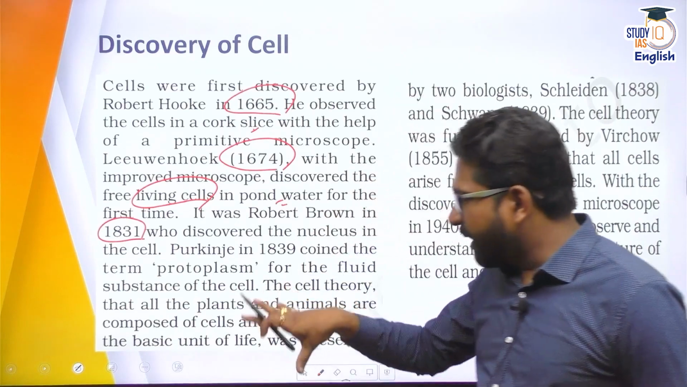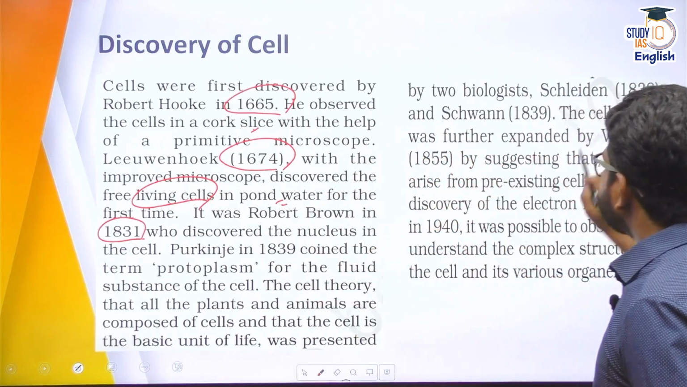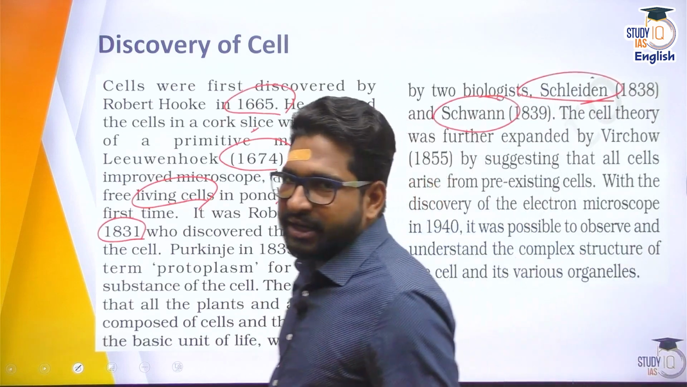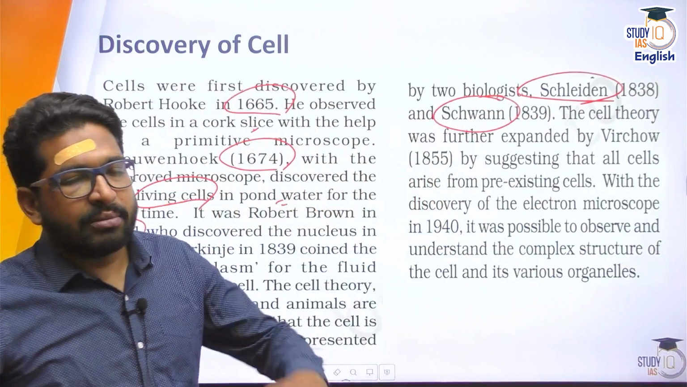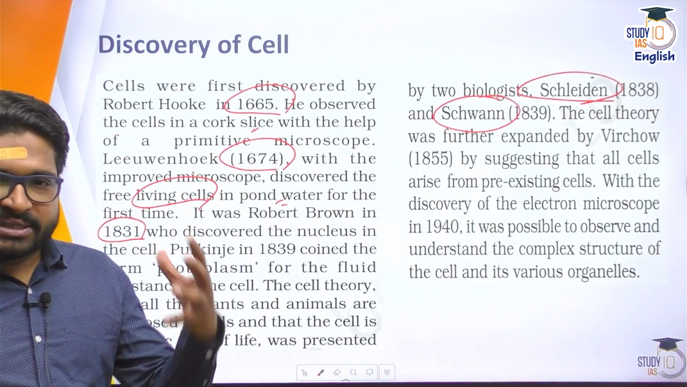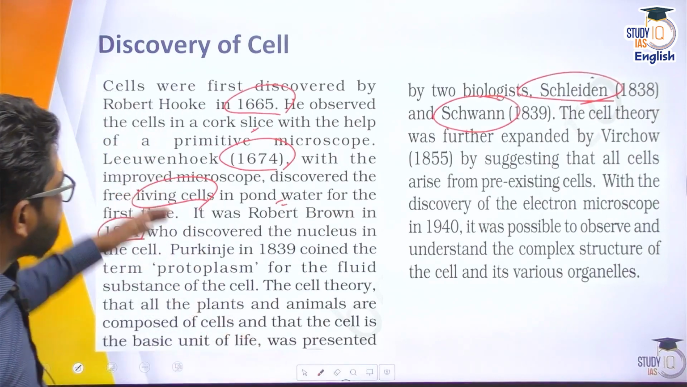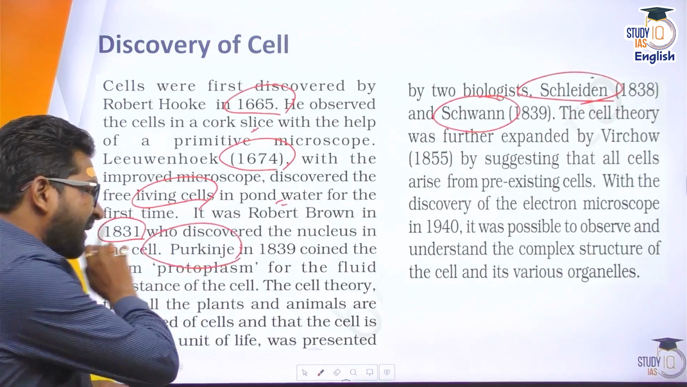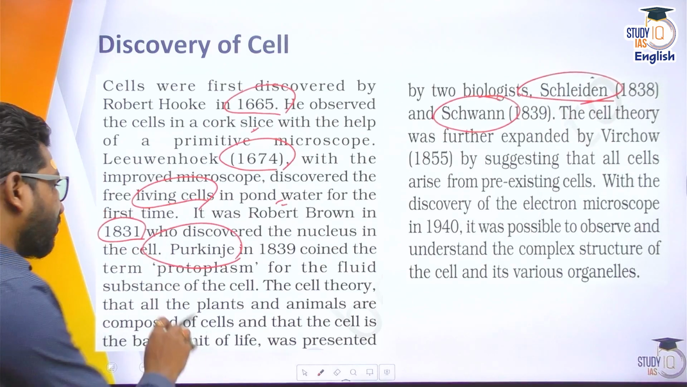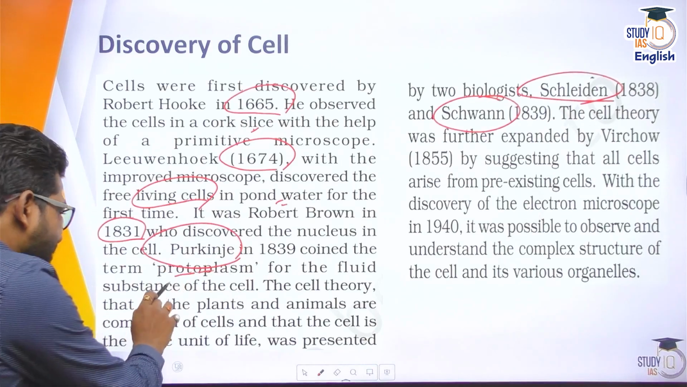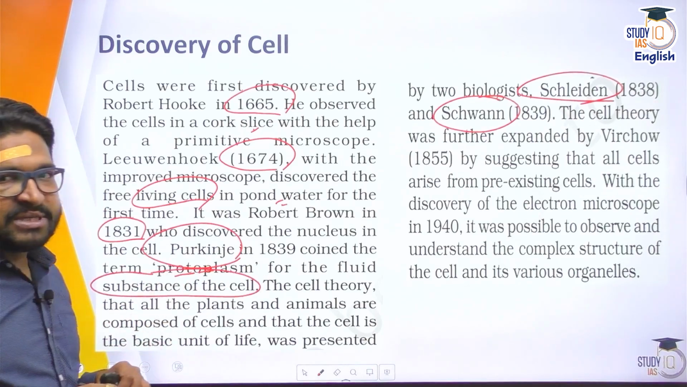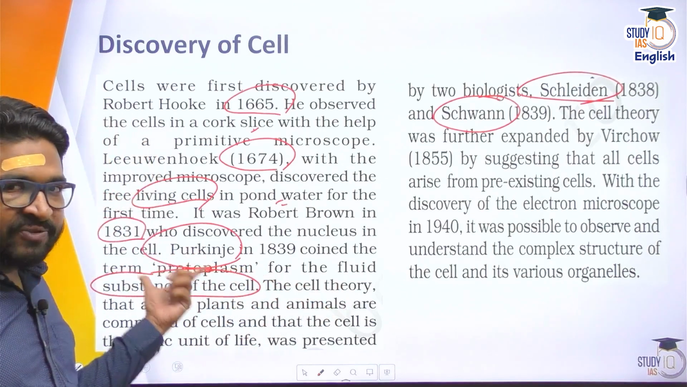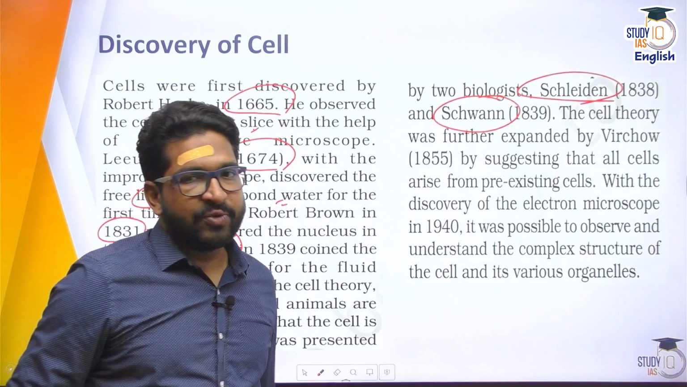The entire cell biology, or the concept of the cell, was ultimately given by Schleiden and Schwann in the 1830s. So many different scientists have worked on this: Robert Hooke, Leeuwenhoek, and there is also Purkinje. Purkinje, in 1839, coined the term protoplasm, for the fluid substance of the cell, that means cytoplasm plus the nucleus. You must have heard about Purkinje fibers. We'll talk about that also in future.